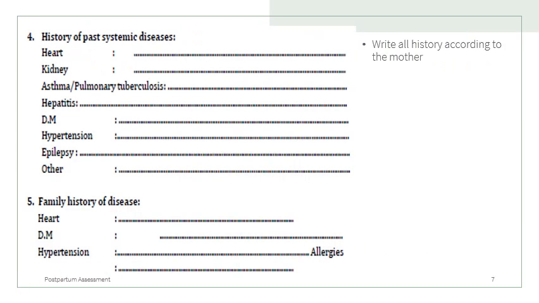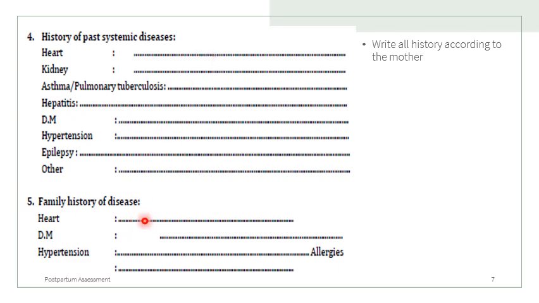Next, we ask about the history of past systemic disease. So this will be all the history of medical conditions that the mom has, probably heart problem, kidney problem, asthma, hepatitis, diabetes mellitus, hypertension, epilepsy, or even a fracture somewhere in the past, or probably scoliosis problem or back pain problem. So we write everything about the mother's health in this section, as well as the family history of disease.